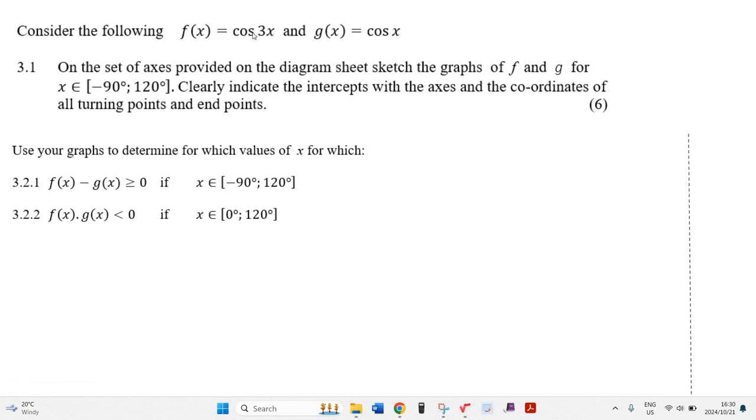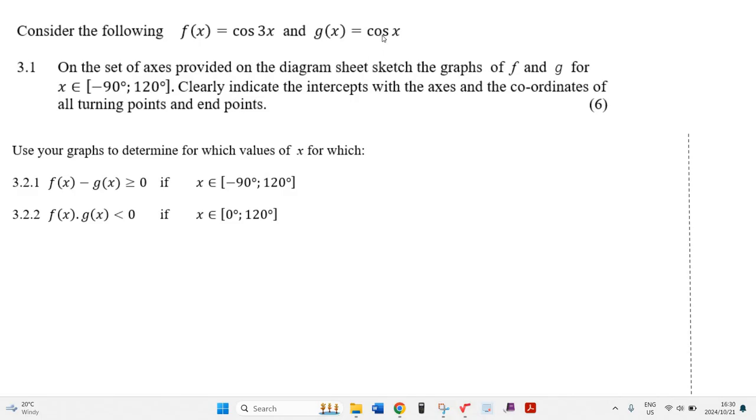Okay, let's try this graphing question. They want us to graph f of x equals cos 3x and g of x equals cos x all on the same graph, but between minus 90 degrees and 120 degrees. Now, let's just take a look at this. You'd go at minus 90 degrees and 0 degrees.